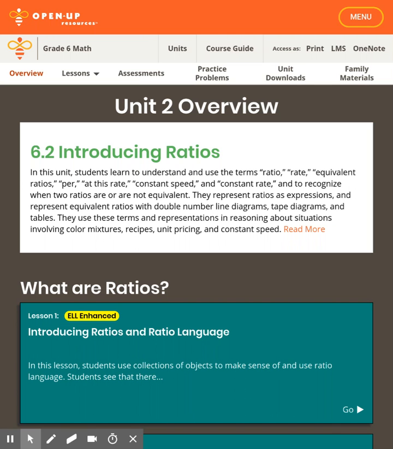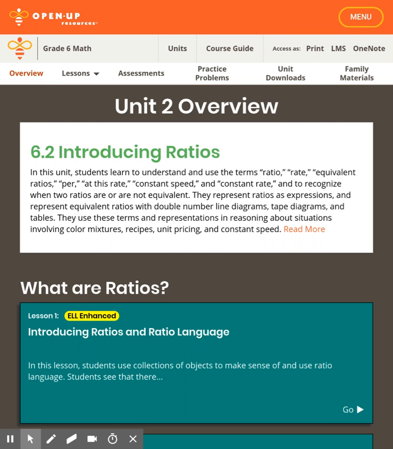So I wanted to give you a quick overview of Unit 2 in 6th grade math, looking at introducing ratios. A lot of the vocabulary, as you can see from the summary at the top, is ratio and rate, equivalent ratios, per, at this rate, constant speed, constant rate. We're not using unit rate yet, but we are kind of heading in that direction.